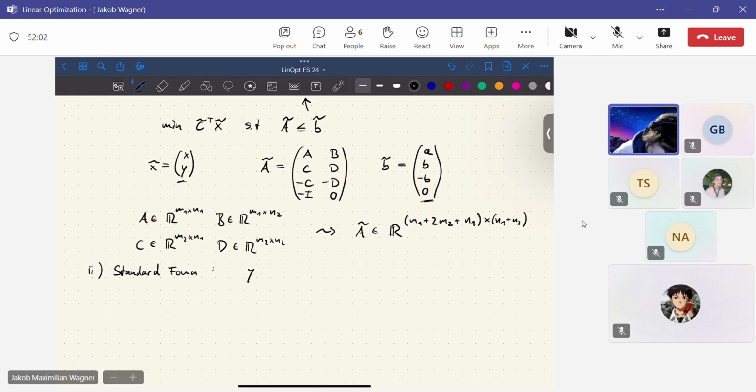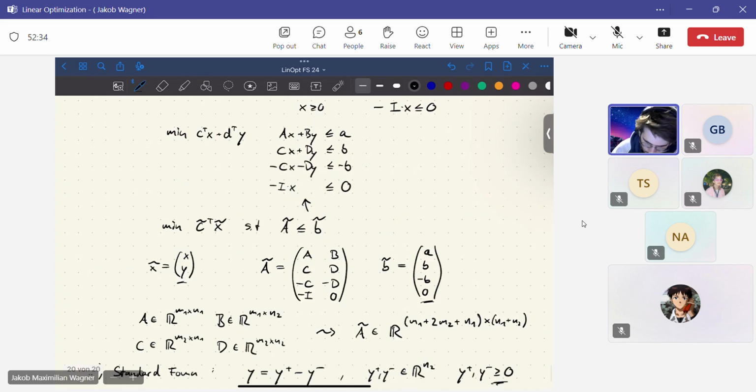So we say that y is some y plus minus y minus, where y plus and y minus are two variables in Rn2, and both should be non-negative. Then we have split the y variables, and we have now introduced this non-negativity constraint.